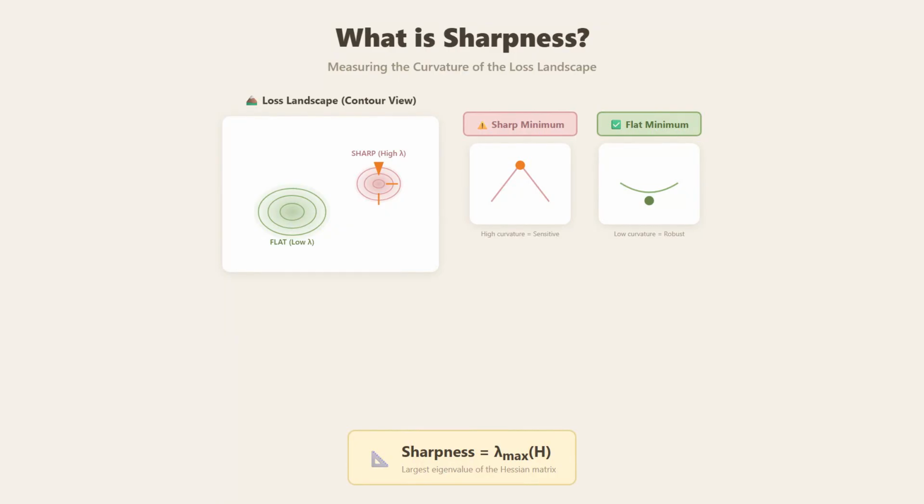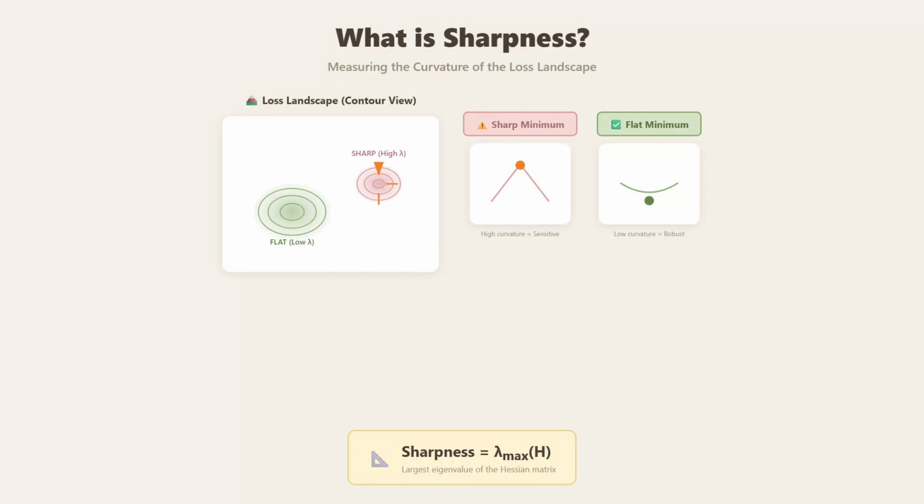But what does this actually mean? Imagine the loss landscape as a mountain range. Some valleys are sharp and narrow, like a steep V shape, while others are flat and wide, like a gentle U shape. The sharpness tells us which type of valley we're in. A high sharpness value means we're in a sharp, narrow minimum with steep walls. A low sharpness value means we're in a flat, broad minimum where the curvature is gentle.